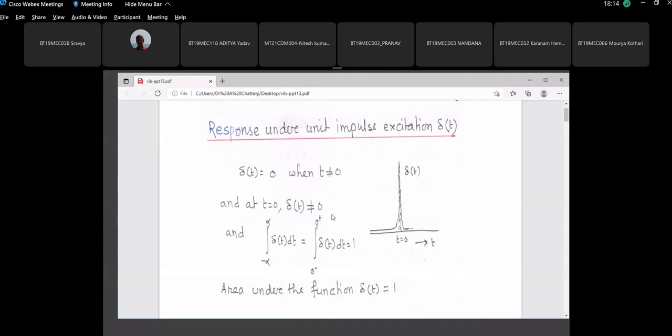And mathematically described by this. Try to understand this mathematics. This impulse excitation is mathematically described by this. And graphically, it is represented by a sharp peak. If you have any question, you are unable to understand anything, please ask me.